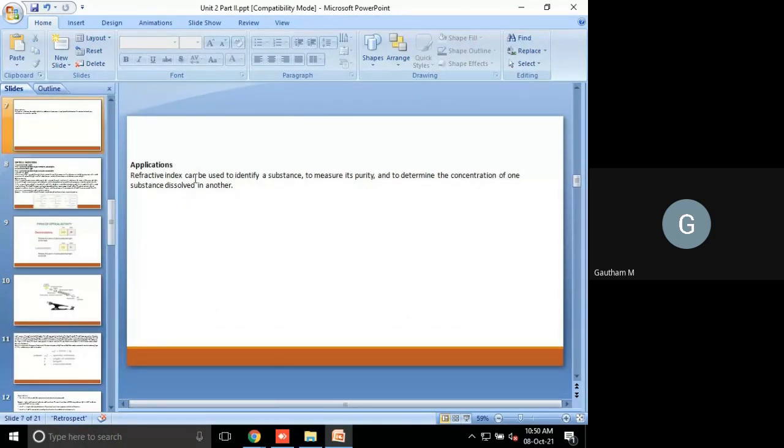The applications are: refractive index can be used to identify a substance, to measure its purity, and to determine the concentration of one substance dissolved in another. Is it clear for you?